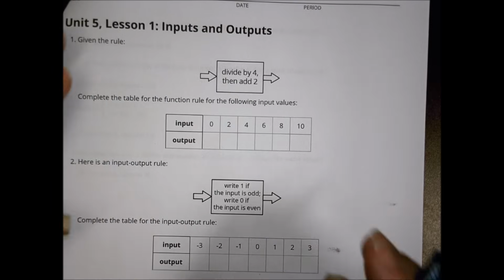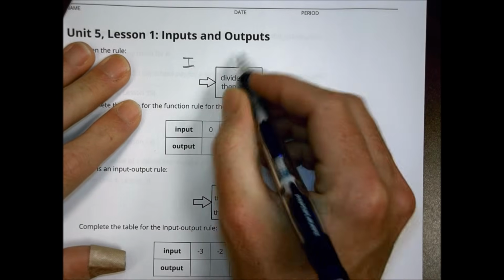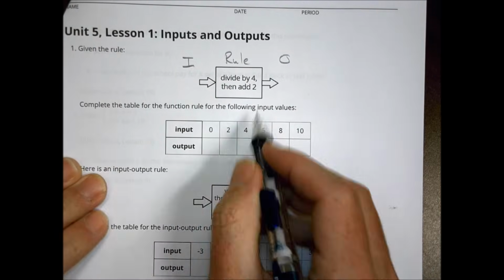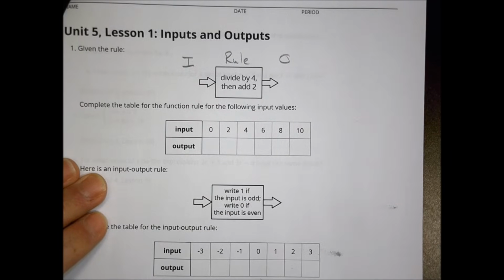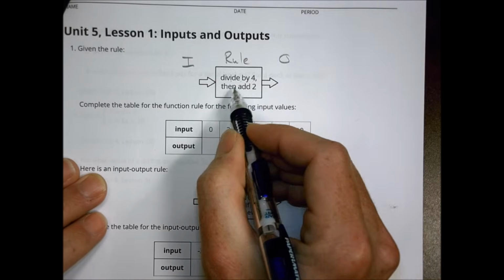Homework time. All right, so our input goes here. Here's our black box for our rule, what that's going to be, and our output goes there. And we're going to complete the table here. And this time the table goes horizontal, whereas in our lesson they went vertical, but not a big deal. So our rule is divide by 4 and then add 2.